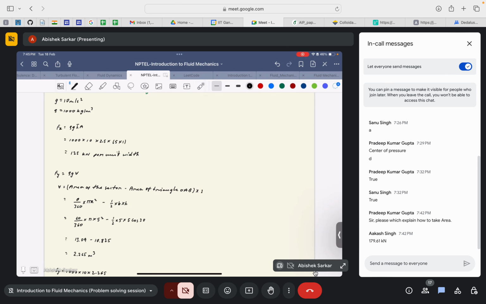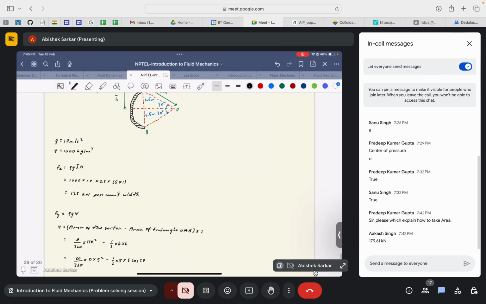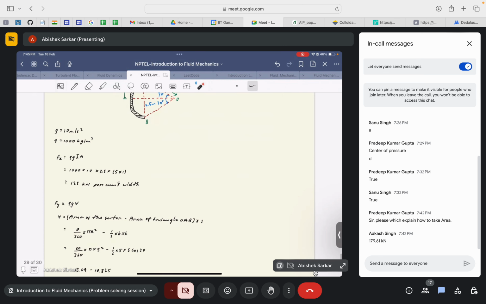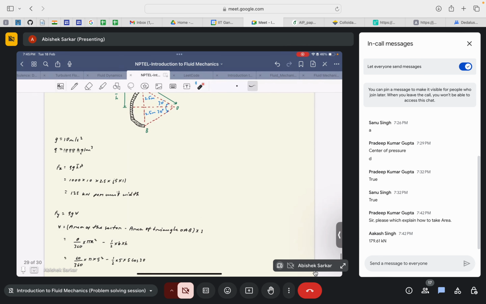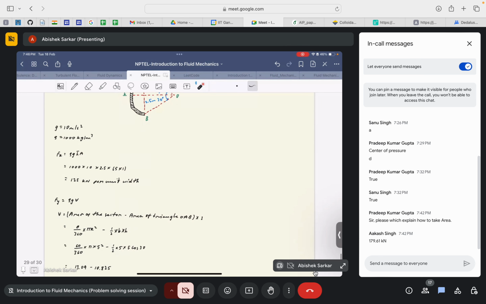Area of the sector would be theta divided by 360 times pi r square, where theta is the enclosed angle of this particular sector, which would be 60 degrees in this case. 30 plus 30 is 60 degrees, times pi r square. R is 5 as mentioned here. And area of triangle will be half times base times height. Half times base is 2.5, times 5 cos 30, that is 5 into root 3 by 2.